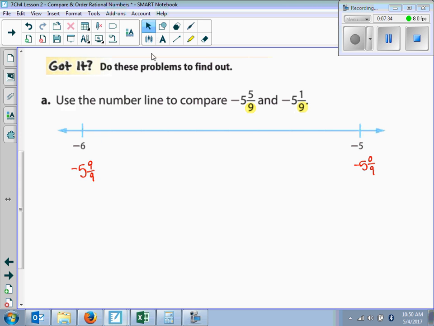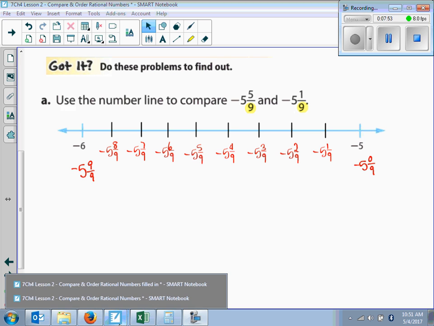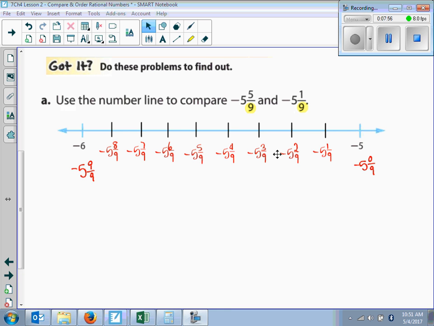So when we put our equal intervals on the number line, we're going to have negative 1/9, negative 2/9, negative 3/9, negative 4/9, negative 5/9, and so forth. Is everybody clear with that? Okay, so let's label it. Here is how we're going to label our number line. Does everybody see it's 1/9, 2/9, 3/9, 4/9, all the way to 9/9, right? Does everybody see that?